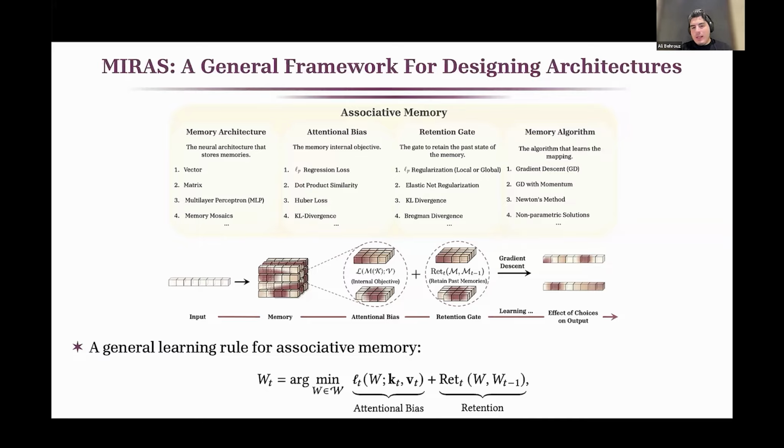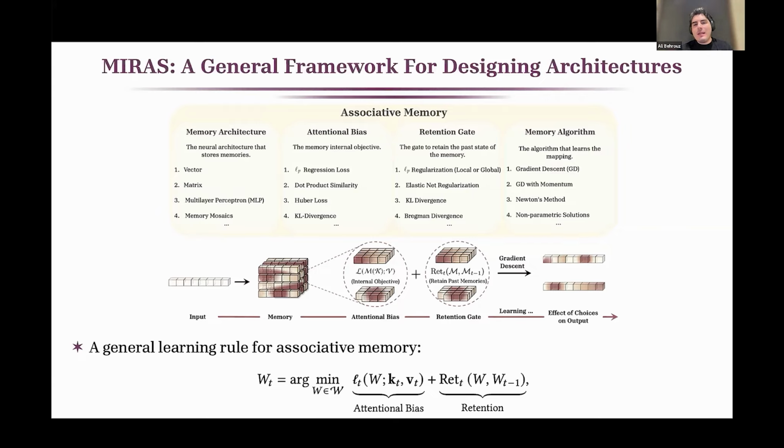For example, if I don't want to retain anything from the past, it means that I just want to forget everything from the past and start from scratch now. Or I want to retain some part of the information. Some parts are important, some parts are not. And the question is which part is important, which part is not. So basically the choice of this retention would control that. We can use Lp regularization, elastic net regularization, KL divergence, Bregman divergence, and anything like that. There are a lot of design choices there.